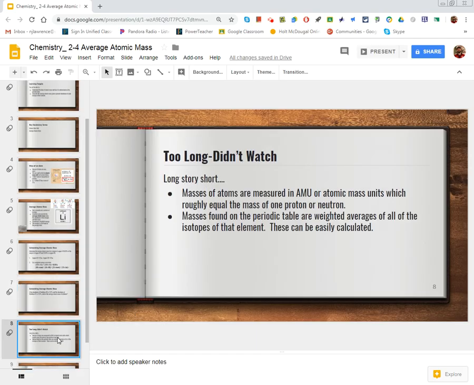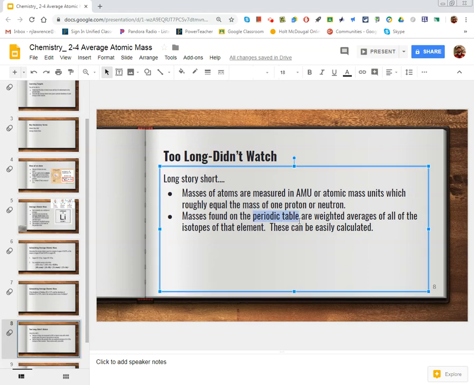So again, what did you see in this video? You just saw that atoms are measured in AMU, which stands for atomic mass units, where one AMU is equivalent to one proton or one neutron by mass. Then we also found that the masses given on the periodic table are actually weighted averages. They're the weighted average of all the known isotopes of that element and their relative abundance, which now you know how to easily calculate because I showed you how to do it.